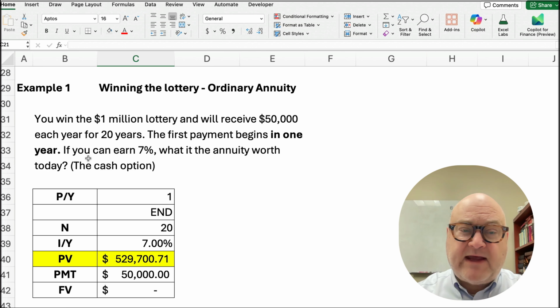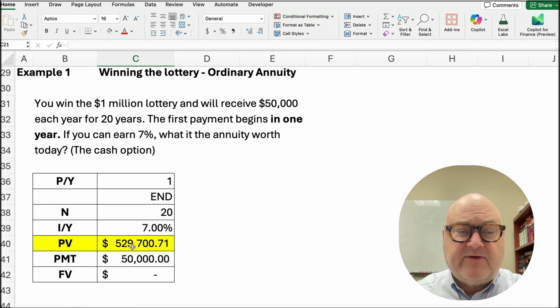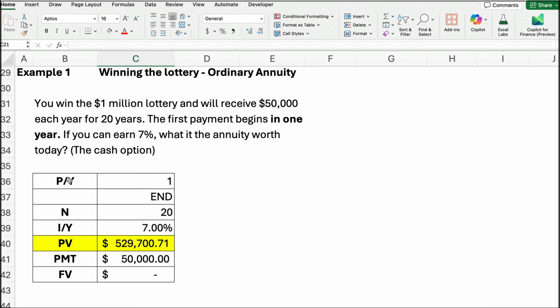And they say, hey, do you want the cash option? And you think, yes, I'm getting $1 million. And you really get maybe 529,000 or 600,000 or whatever. It depends on the interest rate. So what do we need to put in the calculator? We need 1 as our periods per year, and N is the number of periods, 20. The rate is 7%, 50,000 is our payment, and there's no future value. So let's do it on the calculator.